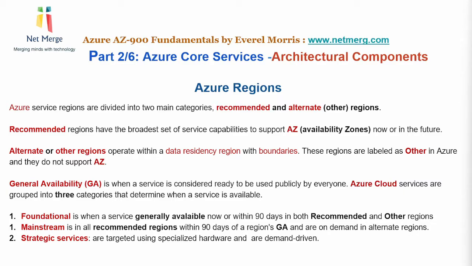Now, the third category is referred to as strategic services, and they're targeted using specialized hardware, and they're demand driven. So both in the recommended and the alternate regions, they're all demand driven in the strategic category, and they use different hardware in those particular regions. So I hope you understand general availability and the three categories that are under general availability.